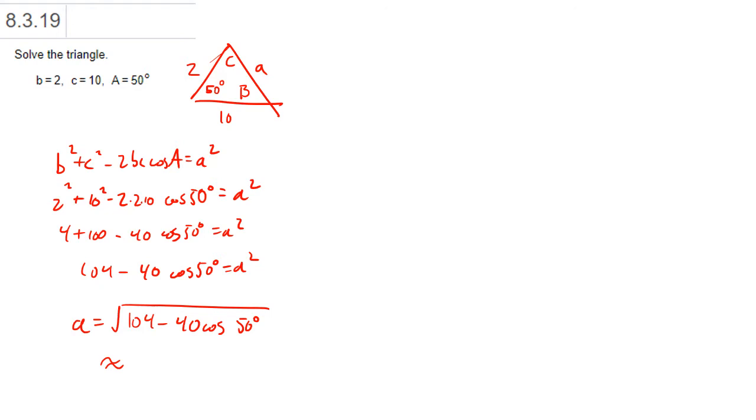It's nice to have a sort of simpler form to work with. 104 minus 40 times the cosine. Make sure that if these angles are given in degrees, that your calculator is set to degrees mode. 8.48, rounded off. We're going to need it later on, so if I just get a squared, which is just the same thing without the square root, and round that off, I get 71.86. Okay, so there's A. I'll go ahead and put that on the triangle, 8.48.